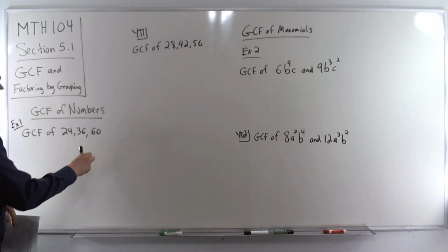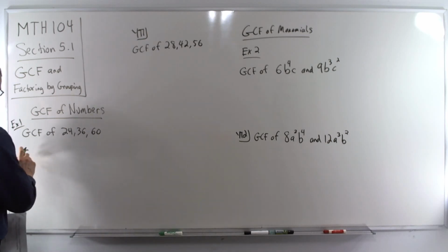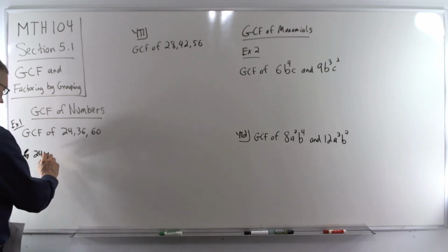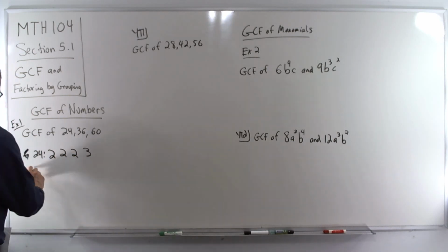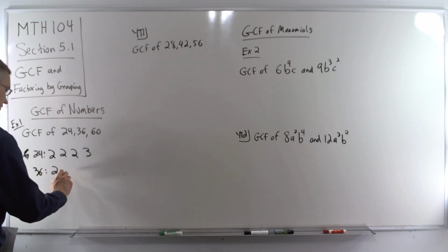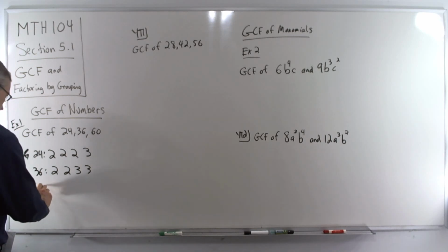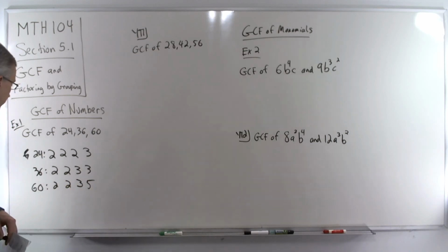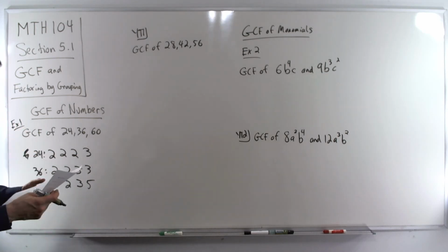So we're going to find the greatest common factor of 24, 36, and 60. We're going to start by writing out the prime factorization of each of these. So 24 breaks down into 2 times 2 times 2 times 3. And 36, prime factorization is 2 times 2 times 3 times 3. And then 60, we got 2 times 2 times 3 times 5. So when figuring out these prime factorizations, feel free to use your calculator. Just keep dividing by prime numbers until you get it done.